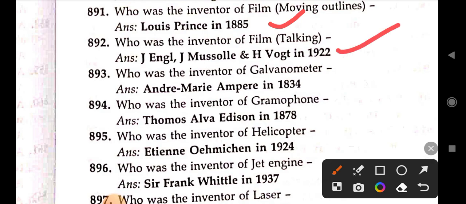Who was the inventor of galvanometer? André-Marie Ampère in 1834. Who was the inventor of gramophone? Thomas Alva Edison in 1887. Gramophone was discovered by Thomas Edison in 1878.